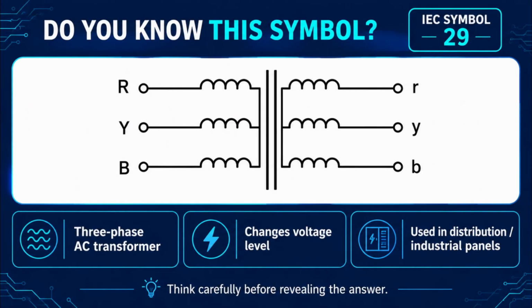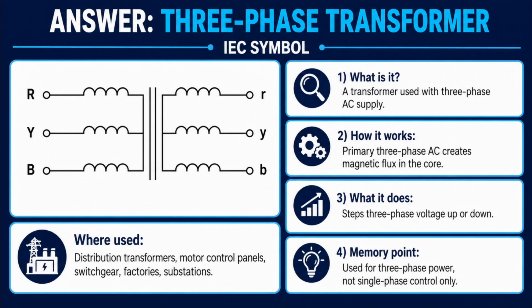Do you know what this electrical symbol represents? Here are some clues. It works with three-phase AC, changes voltage level, and is commonly used in industrial power distribution. The answer is a three-phase transformer. It transfers three-phase AC power from the primary to the secondary and can step the voltage up or down depending on the winding ratio.